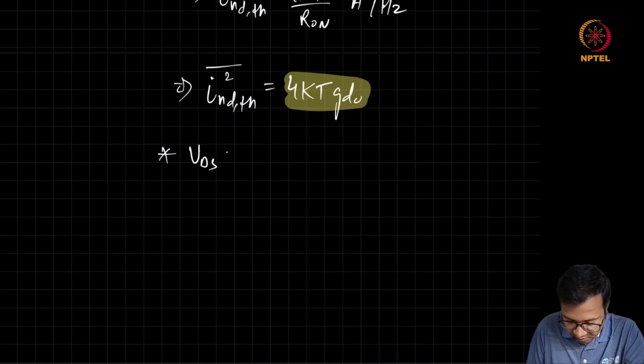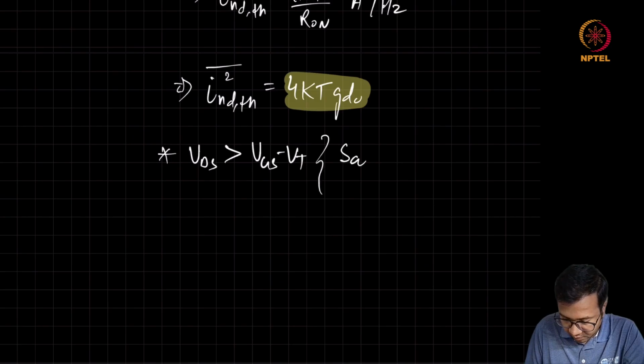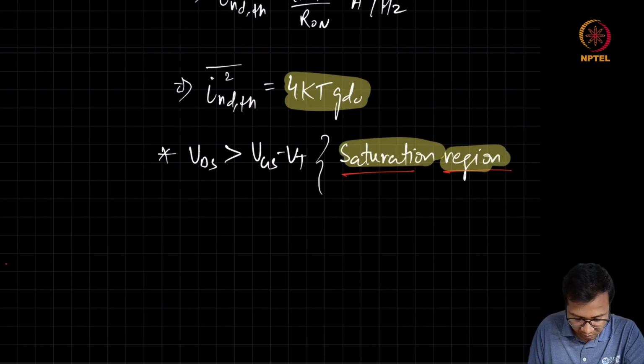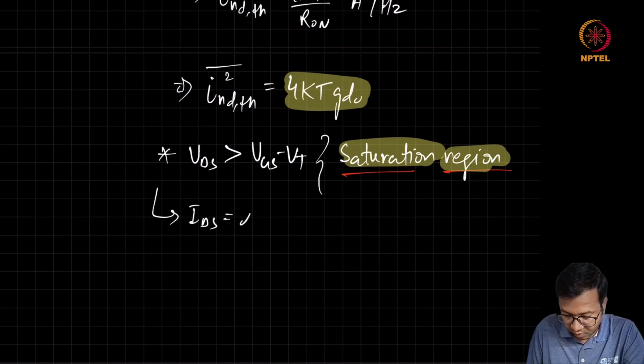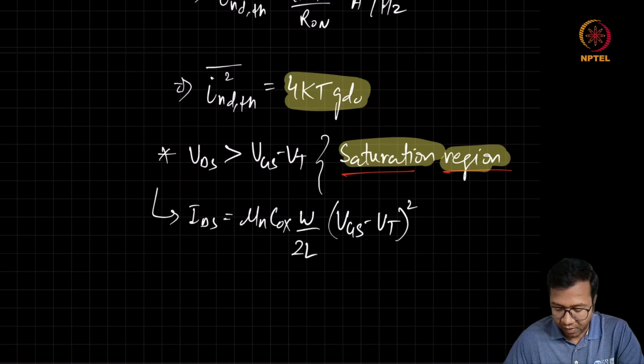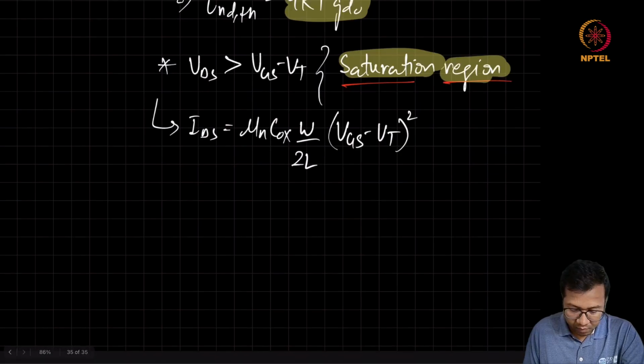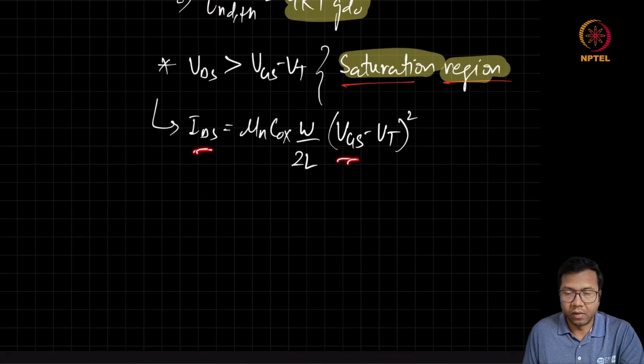So we can also talk about thermal noise in saturation. When VDS is greater than VGS minus VT, MOSFET is in saturation region. Then we know the IDS is going to be equal to mu n Cox W by 2L, VGS minus VT whole square, ignoring the channel length modulation. Here we see that there is no drain source voltage dependence in the IDS.